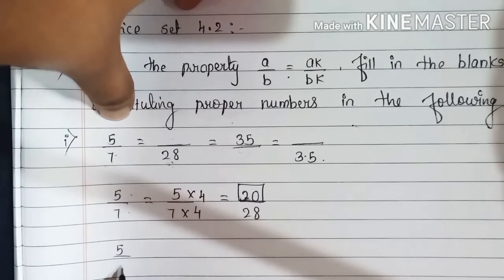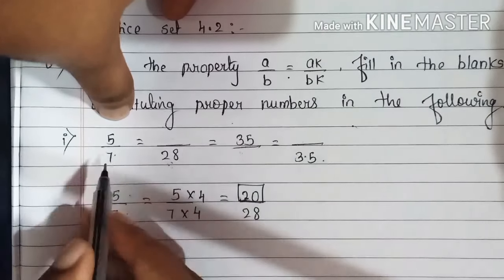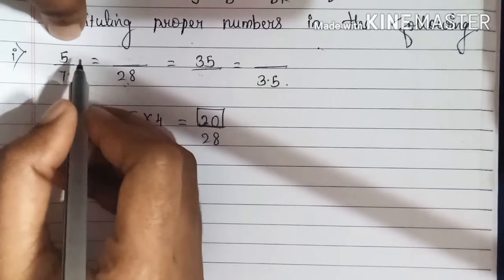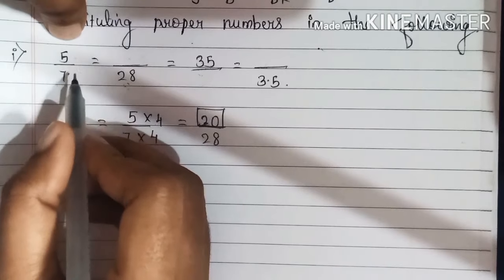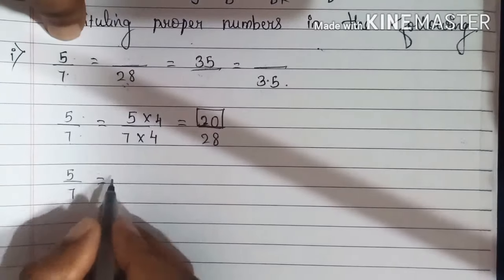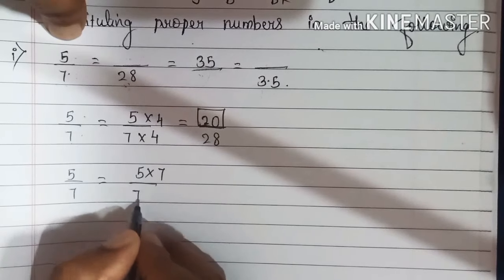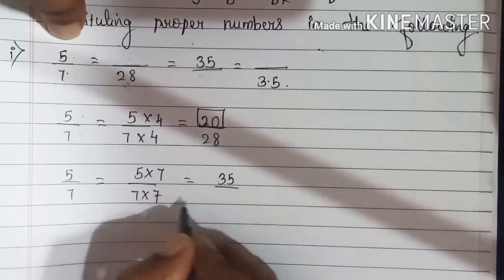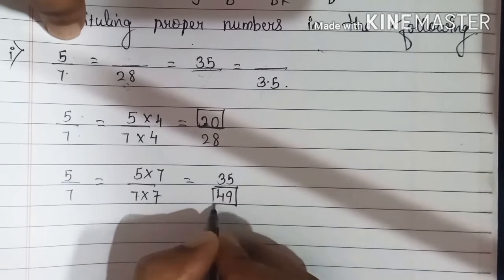So 5 upon 7, again we want the numerator as 35. If I multiply 5 by 7, we will get 35. So we will multiply numerator and denominator by 7. So 5 multiplied by 7, 7 multiplied by 7. 5 7s are 35, 7 7s are 49. So the denominator will be 49.